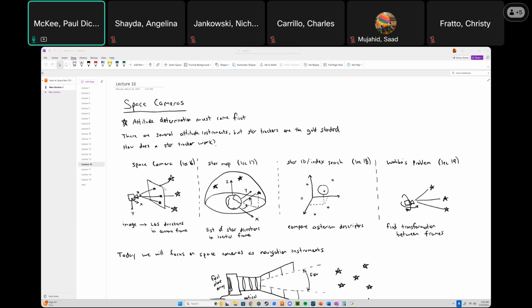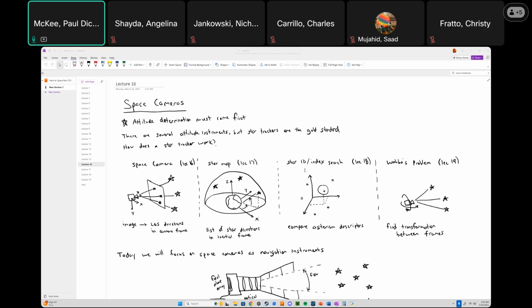And then, if we're going to navigate using stars, then there needs to be some sort of a star map. There has to be some compendium of star line of sight directions in some world frame. And we have those, and we talked about how to put together a star line of sight direction from information in, for example, the Hipparcos catalog.